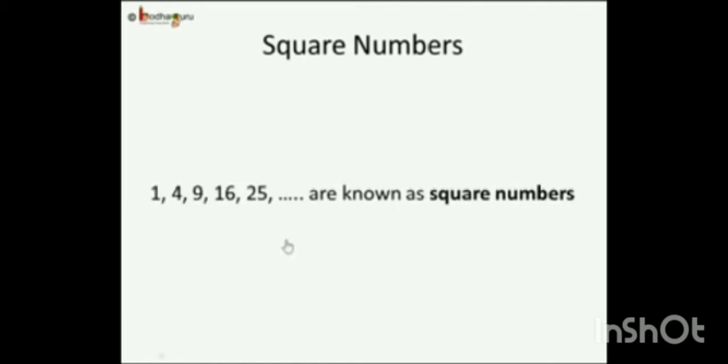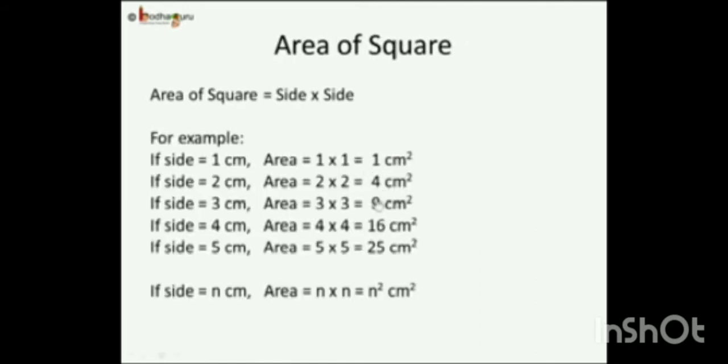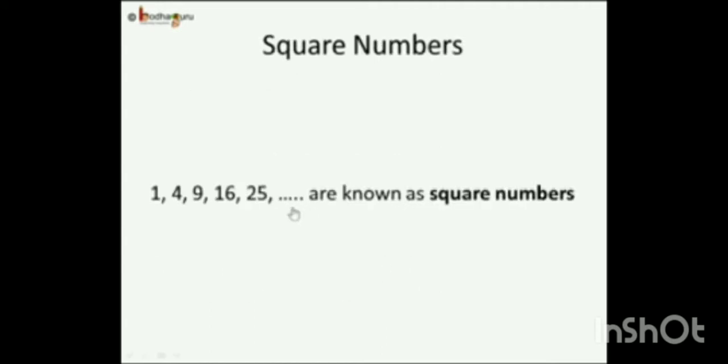So 1, 4, 9, whatever we see here, 1, 4, 9, 16, 25, we can keep extending this. All these are known as square numbers. That is, it's a square of a number.